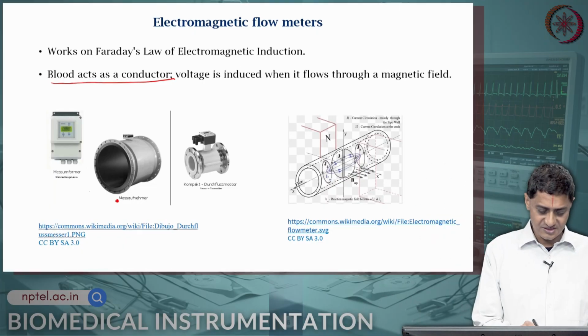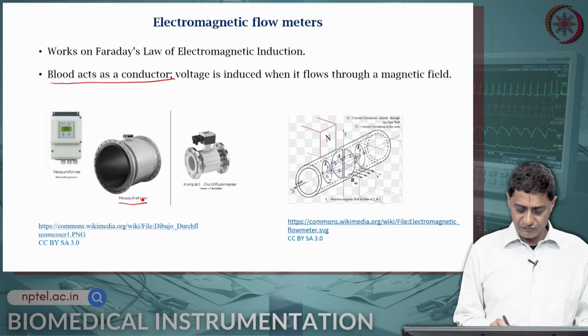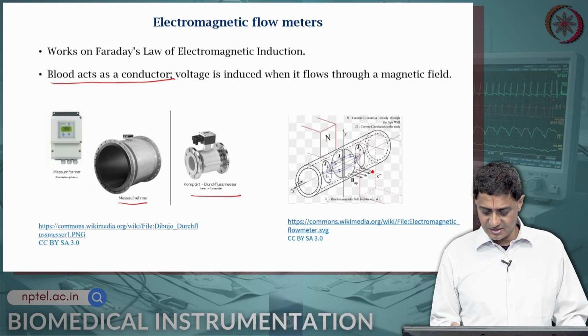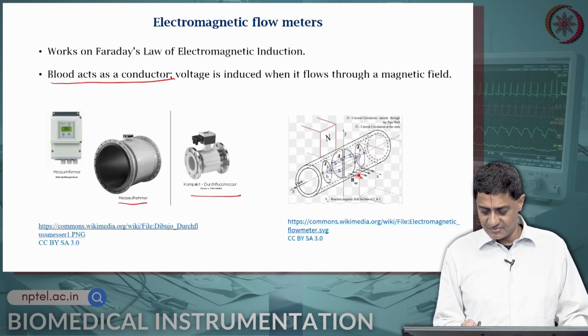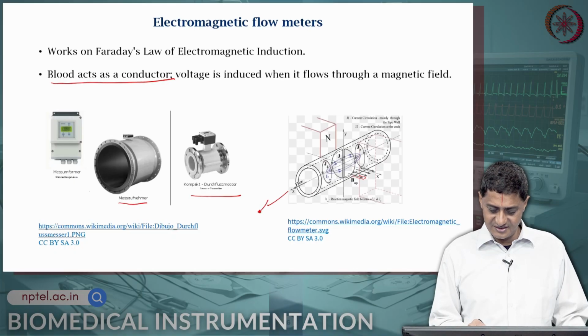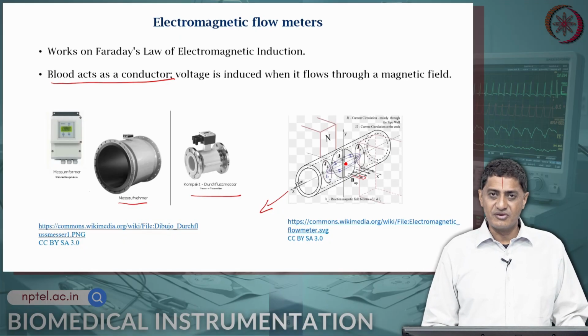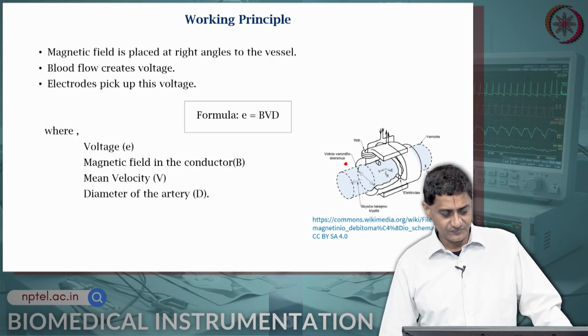So, for example, this is one type of flow meter, this is another type. The principle is the same. So, there are these magnetic flux lines, and flow itself is in this direction, and I am measuring the EMF. This is of interest for me.